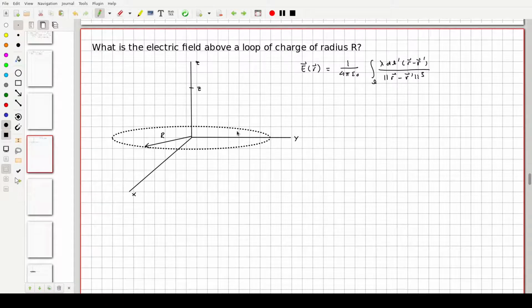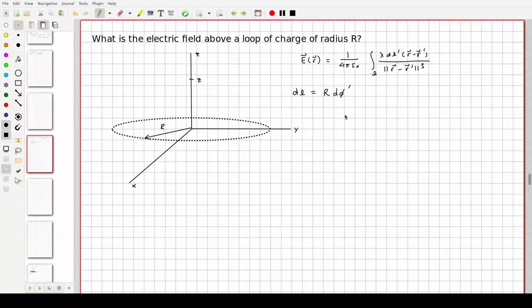So we're using circular polar coordinates in the xy plane. And the nice thing about circular polar coordinates is that here dl is integrating along the circumference. Okay? And the circumference here is going to be r d phi prime.